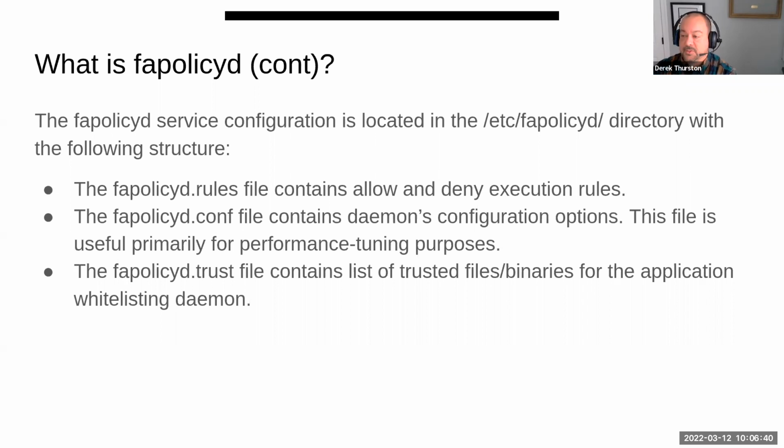And then the last file is the fapolicyd.trust file. And that is a list of trusted files that you have explicitly told faPolicyd through the command line utility, hey, I want to trust this. So this would be like, if you have a custom binary you want to install on your system and you know it's good and you put it on there, this would be where you'd put that trust file.